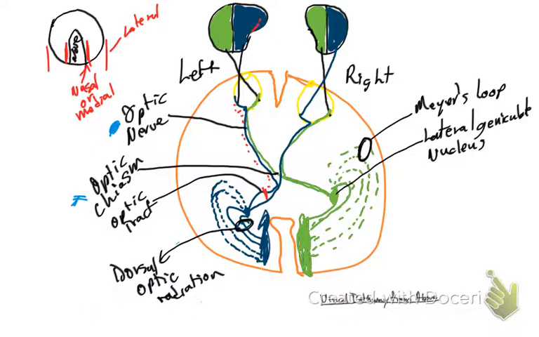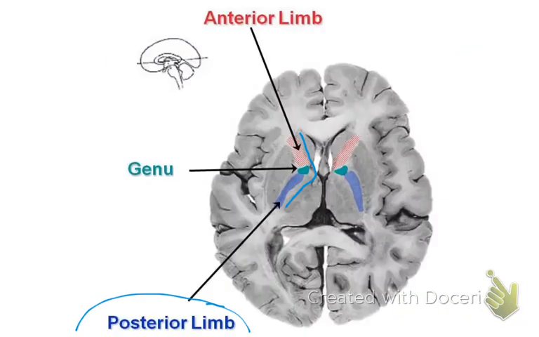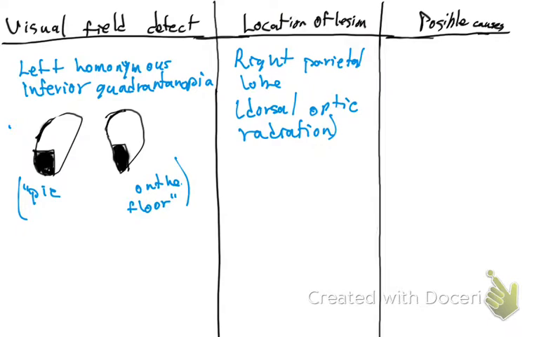So now let's move on and come back again to our table. And so that's happening in the right temporal lobe, in the dorsal optic radiation. Oh, I'm sorry, not temporal, it's the parietal lobe.